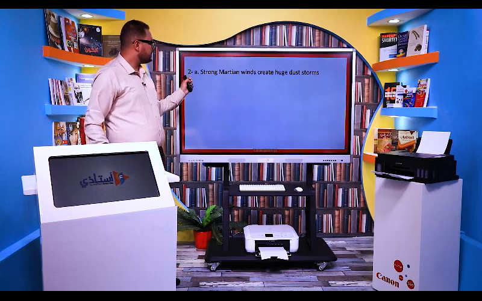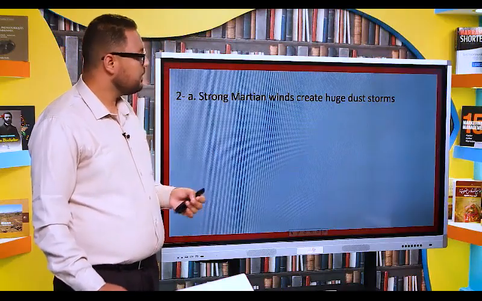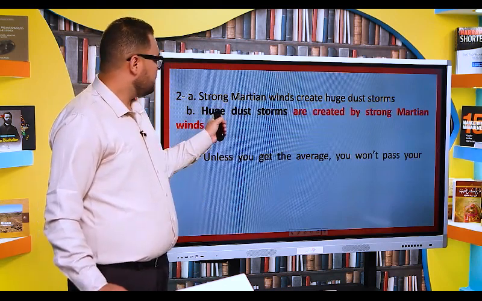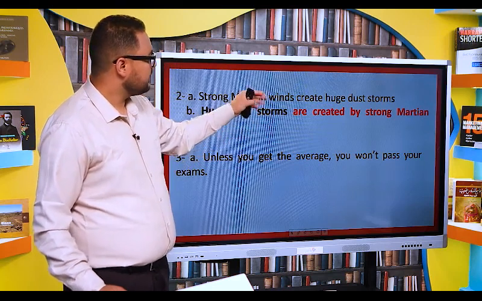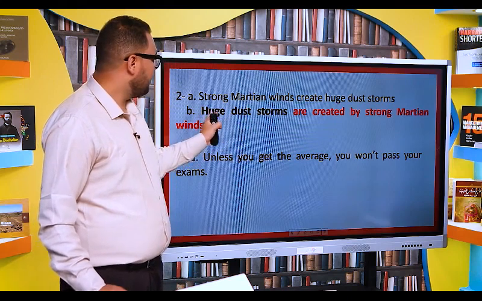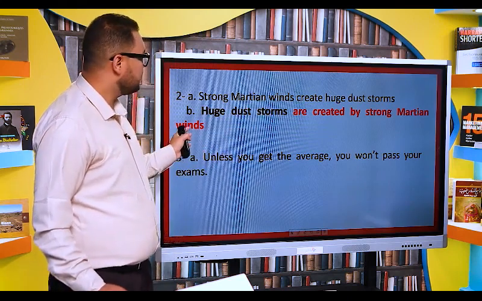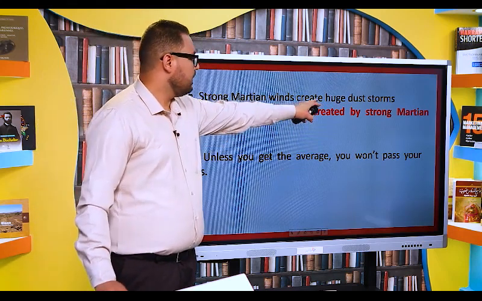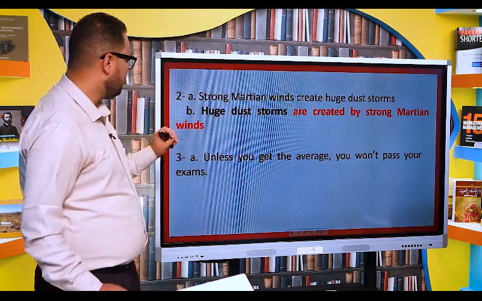The second sentence: strong Martian winds create huge dust storms. Starting with "huge dust storms", make this sentence passive. So: huge dust storms are created by strong Martian winds. It is "to be" in the tense of this verb and the past participle of the main verb.